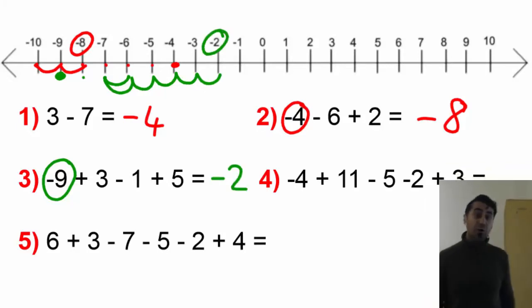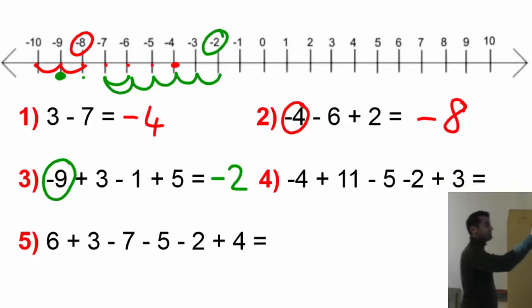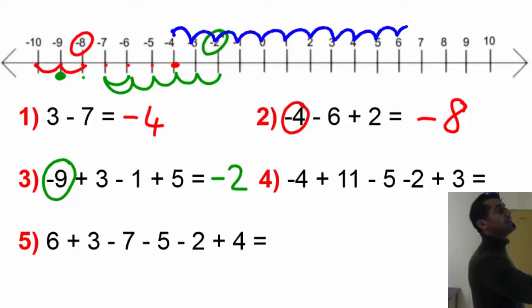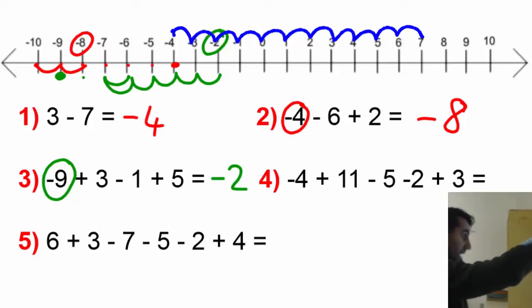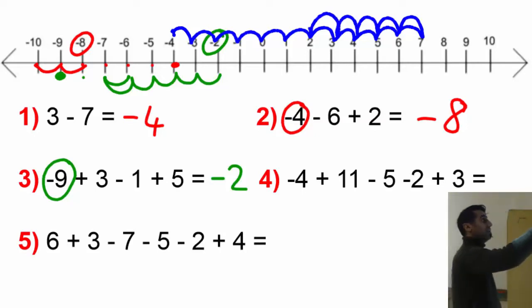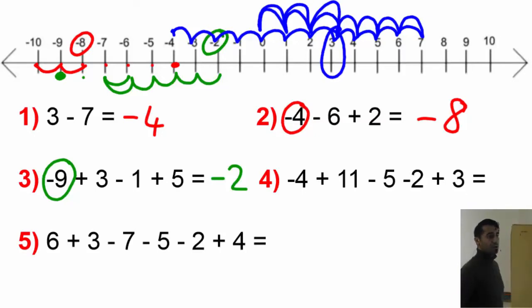Now let's look at this complicated question here. Start with -4. -4 is right here. And then add 11. 1, 2, 3, 4, 5, 6, 7, 8, 9, 10, 11. And then subtract 5. 1, 2, 3, 4, 5. And then subtract 2. 1, 2. And then add 3. 1, 2, 3. So, +3 is the answer here.